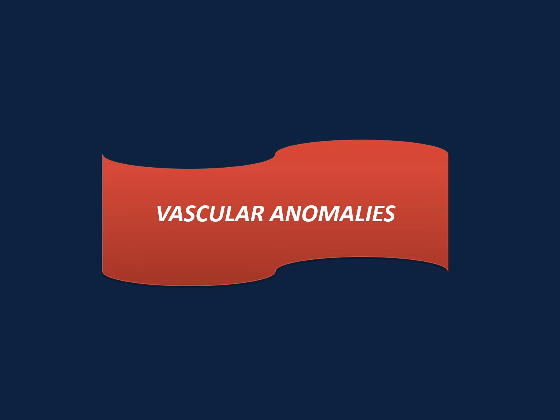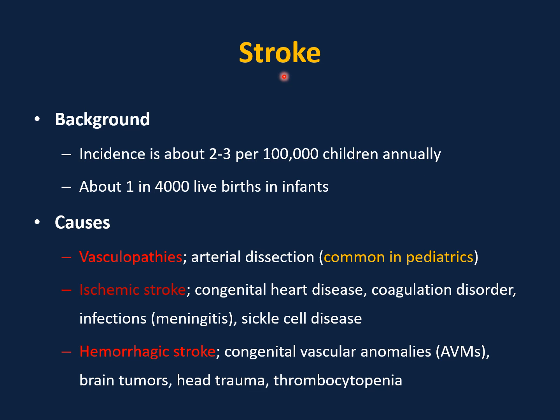Vascular anomalies. The first complication of vascular anomalies is a stroke. The incidence of stroke in children is about 2 to 3 per 100,000 children annually. It is about 1 in 4,000 live births in infants. The causes: vasculopathies. The most common cause is arterial dissection. This is the most common cause in pediatrics, arterial dissection, when they do straining exercise or sudden movements.